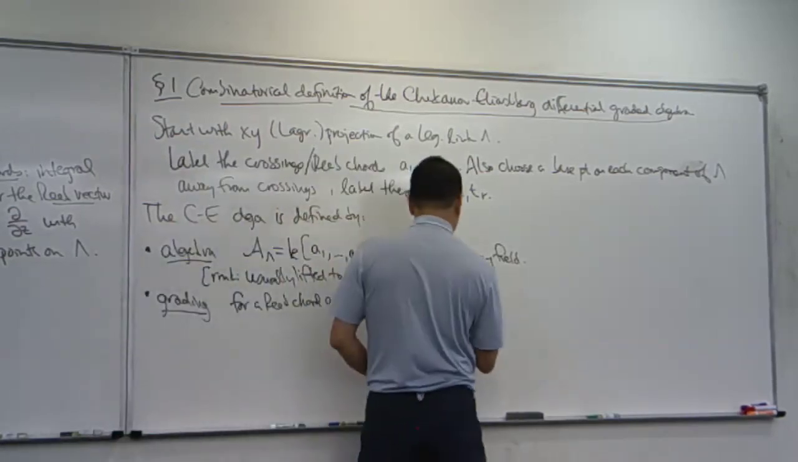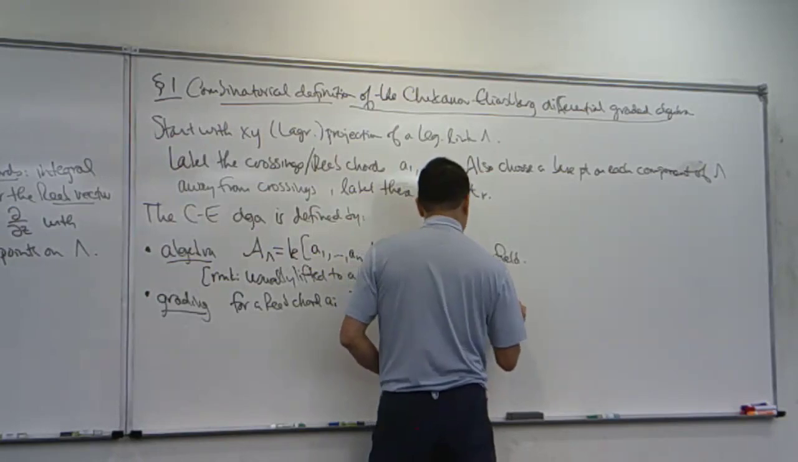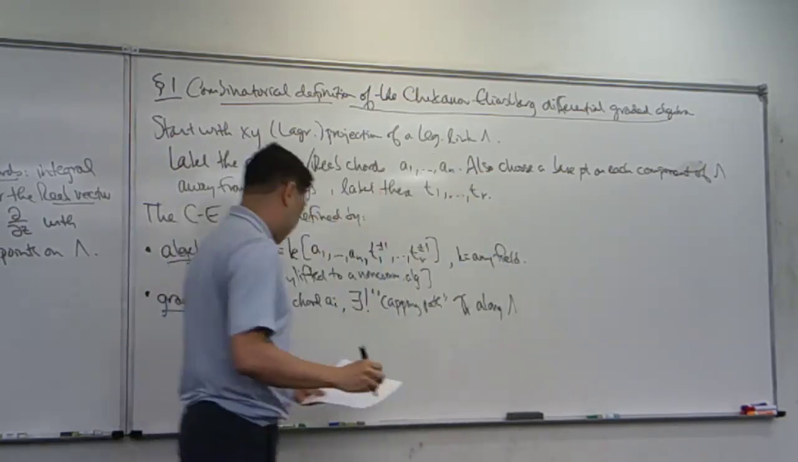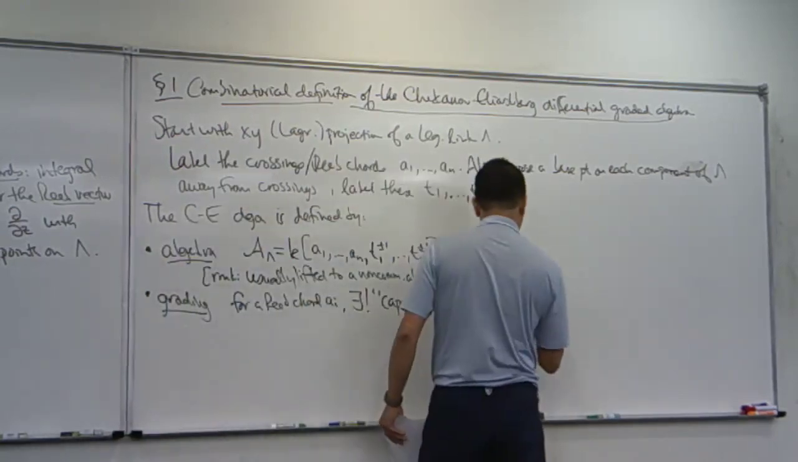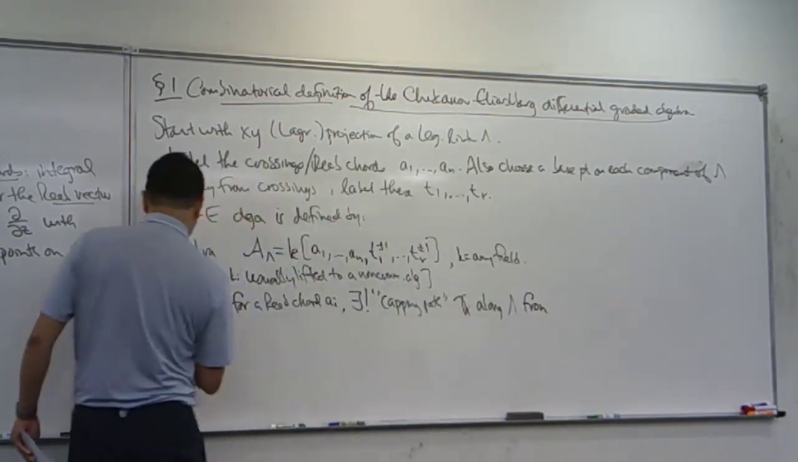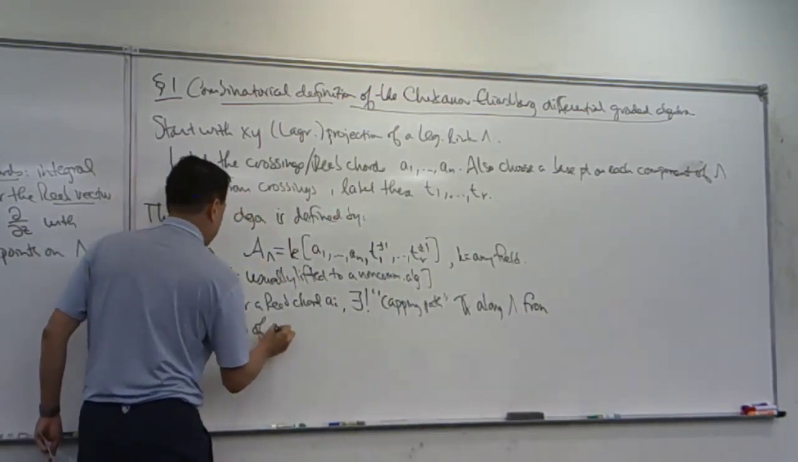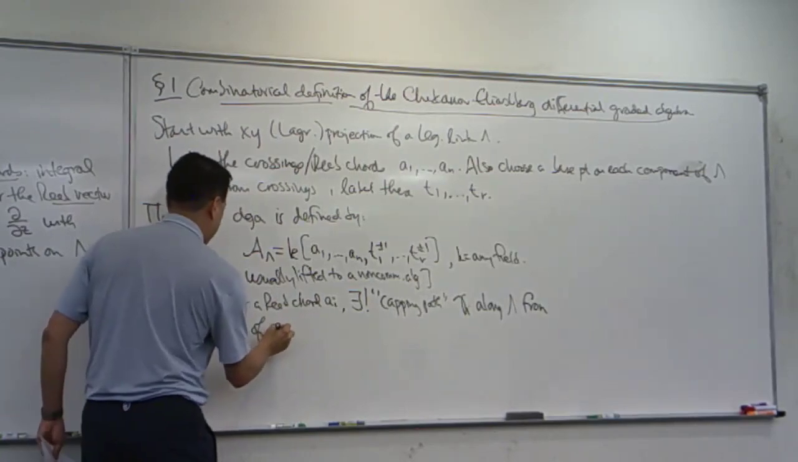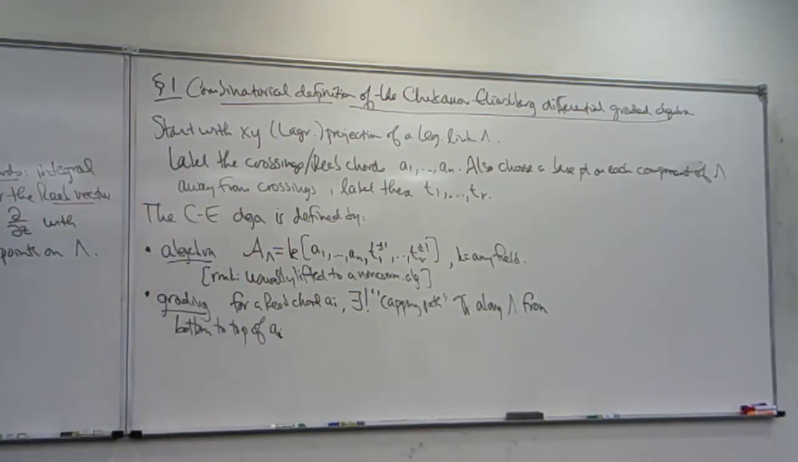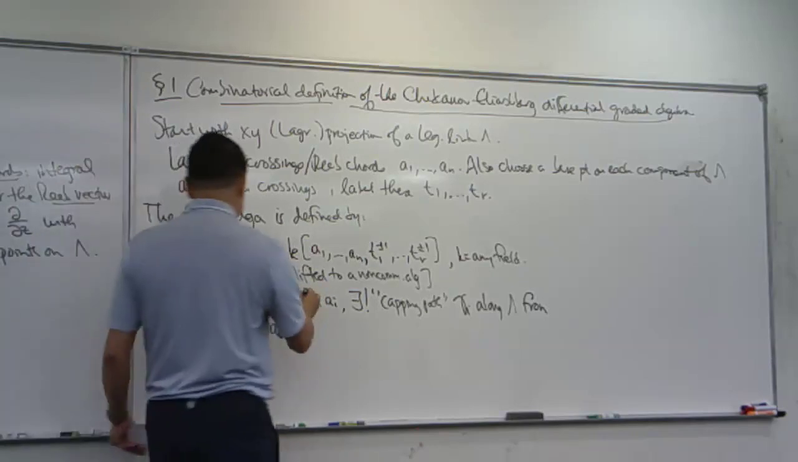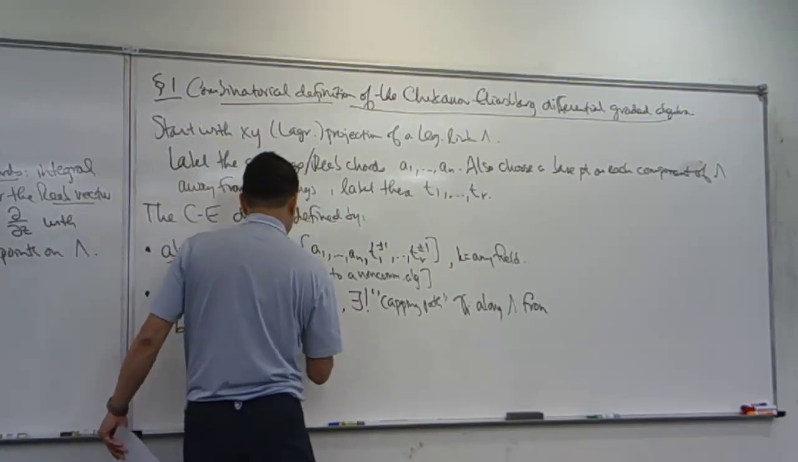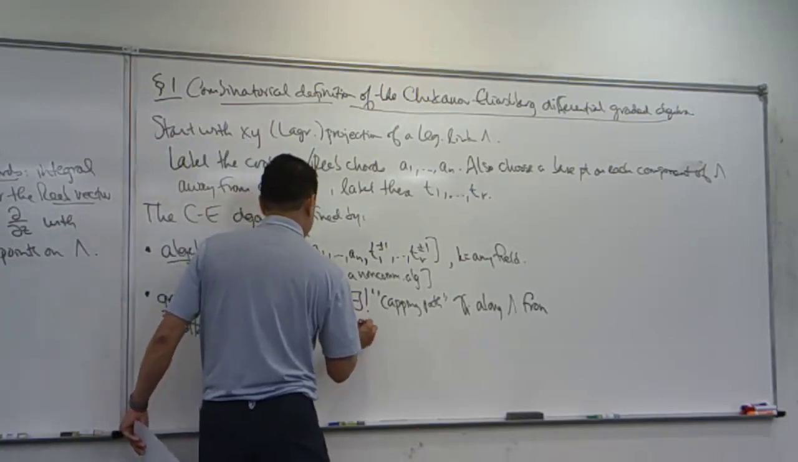Along gamma_i, lambda, from the bottom to the top of A_i. So A_i is one of these crossings here. It has a bottom and it has a top point, and we just join them along lambda. And what will make this unique is I'm going to make this avoid all the base points.